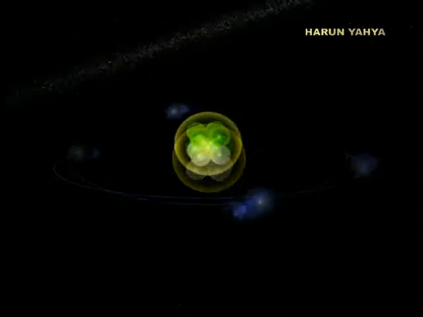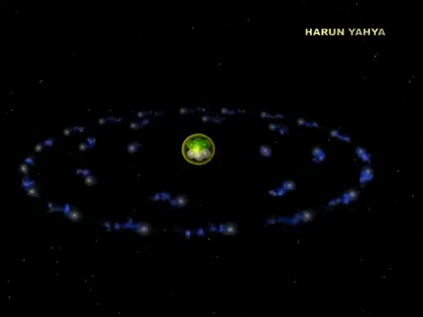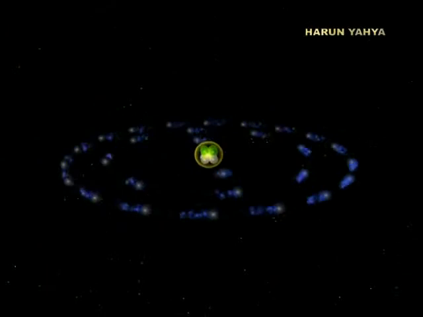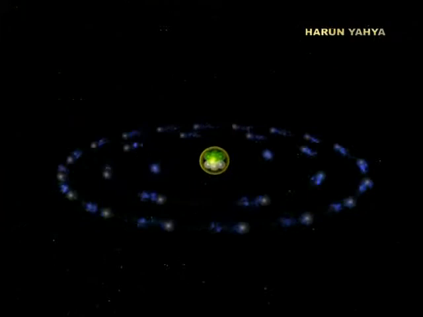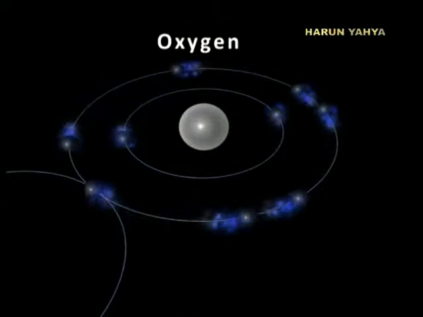The next orbit may contain 8, and one after that 18, and so on. The noteworthy point is that atoms have a predisposition to make up the number of electrons in their orbits. For example, oxygen with 6 electrons in its second orbit wants to add another 2 electrons and thus complete the orbit with 8 electrons.